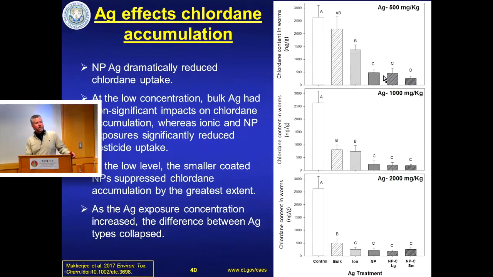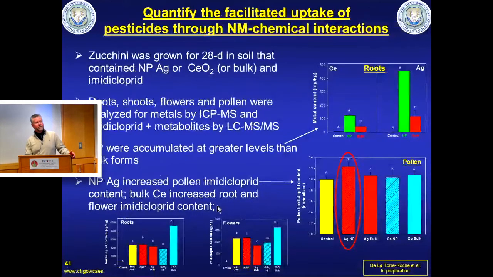So this is the last experiment I'll show, and I guess I have to give the caveat now that Roberto's actually rerun this experiment and we're still reanalyzing the data, but I'll go with the data that we had originally. This was an interesting experiment where we added silver and cerium oxide nanoparticles to soil, put in zucchini, but then also added imidacloprid. Imidacloprid is a neonic insecticide.